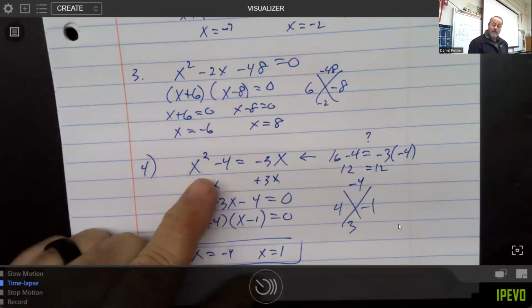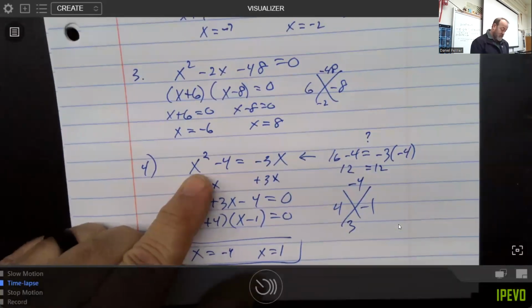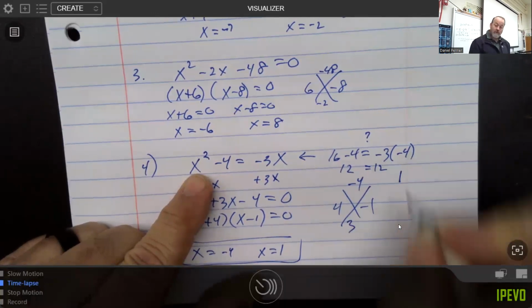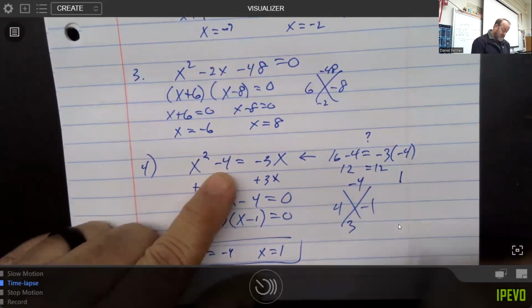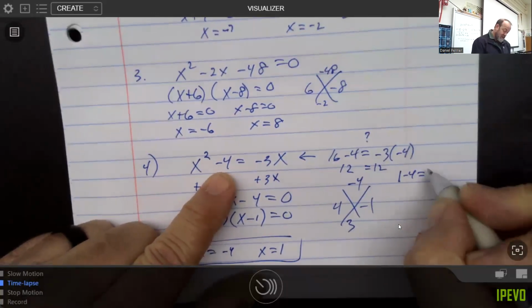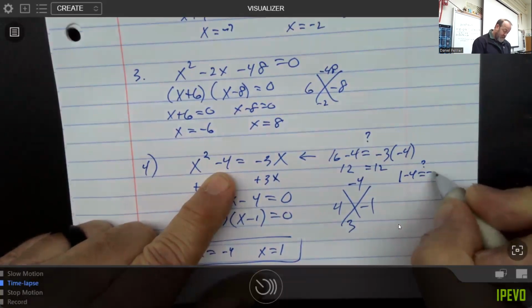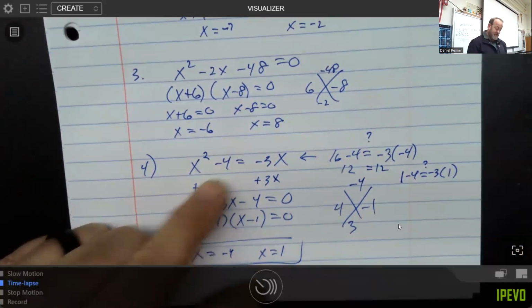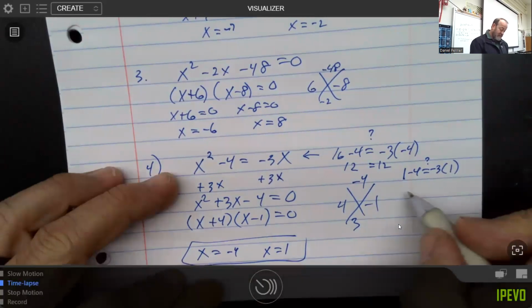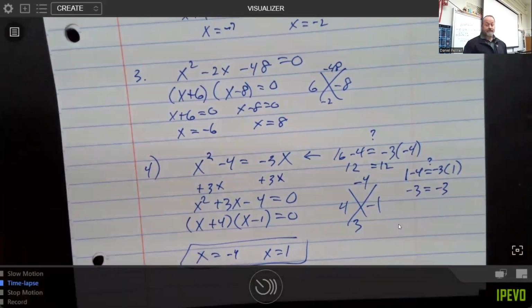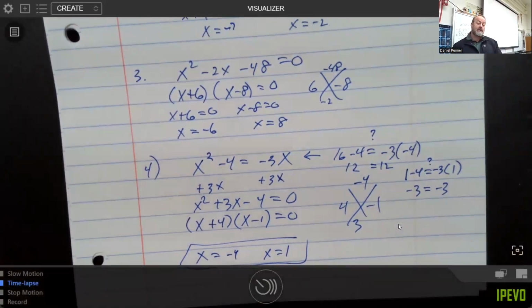But of course, I could also plug in 1. So if I took 1 and squared it, because that was my other solution, 1 squared is 1, minus 4. Is that the same as -3 multiplied by the x value of 1? Well, is -3 the same as -3? Of course it is. And since I know that there should be two solutions to this problem and they both work, that confirms that I got my answer correct.